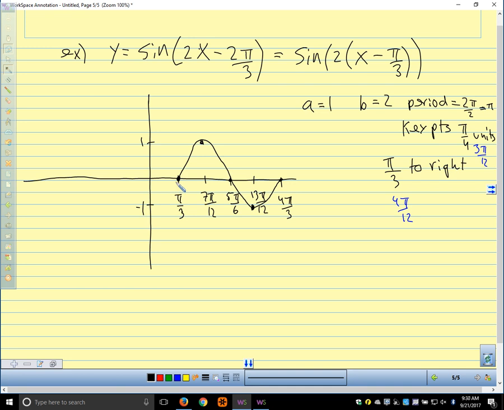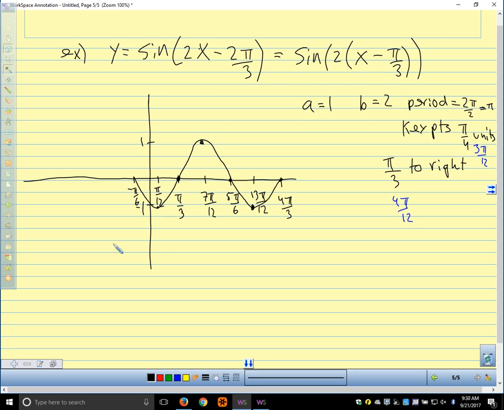Or we can go in the negative direction. If I want to go this way, I need to subtract 3 pi over 12 here. So this is 4 pi over 12 minus 3 pi over 12. So my next key point is at 1 pi over 12. So my graph goes down here. It doesn't have a minimum at the y-axis. And then I have pi over 12 minus 3 pi over 12. So 2 pi over 12, which is negative pi over 6. And I could continue on that way.